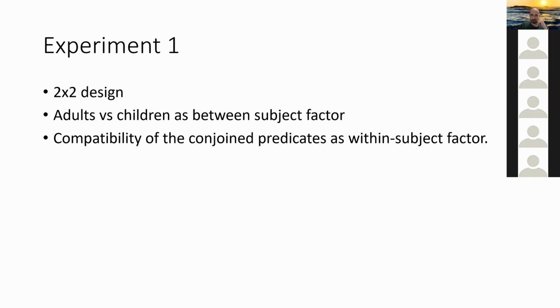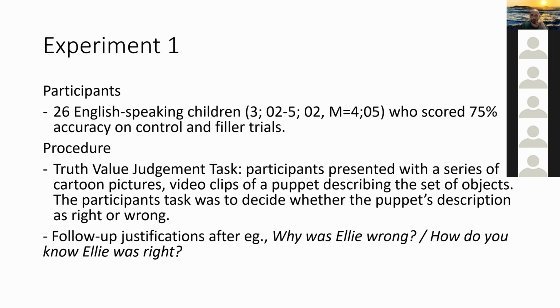So experiment one is a 2x2 design, and adults and children are the between subject factor, and the compatibility of the conjoined predicates are the within subject factor. It had 26 English-speaking children who scored 75% accuracy on control and filler trials. And the procedure used a truth value judgment task, where participants were presented with a series of cartoon pictures, video clips of a puppet describing the set of objects. And the participants' task was to decide whether the puppet's description was right or wrong. And they also had to give a follow-up justification after. So Ellie, which was the name of the puppet, they would have to say, why was Ellie wrong, or how do you know Ellie was right? And this will be asked by the experimenter.